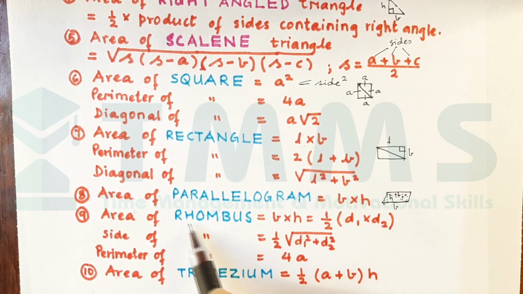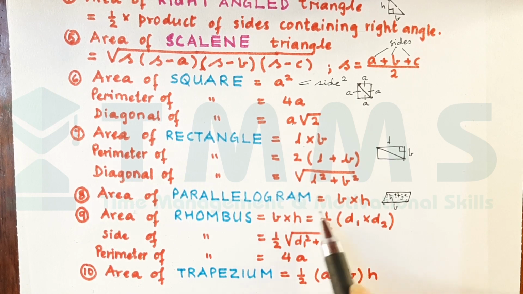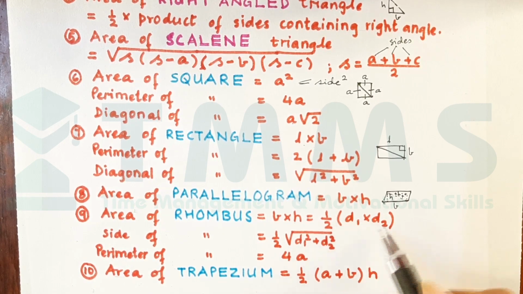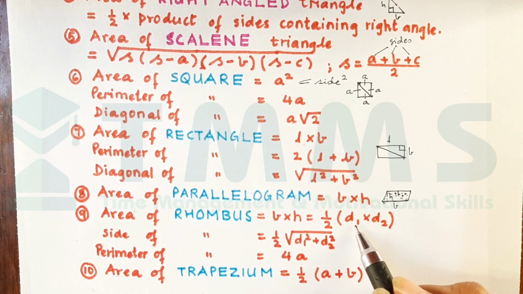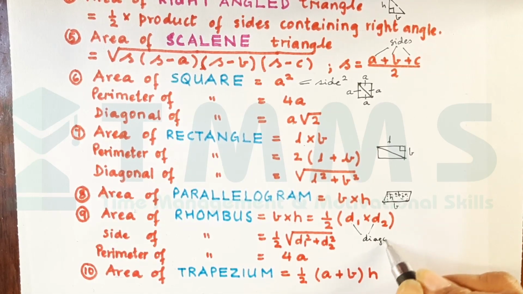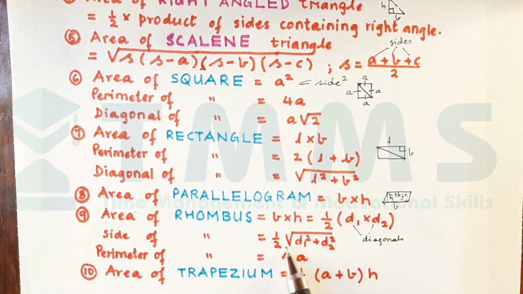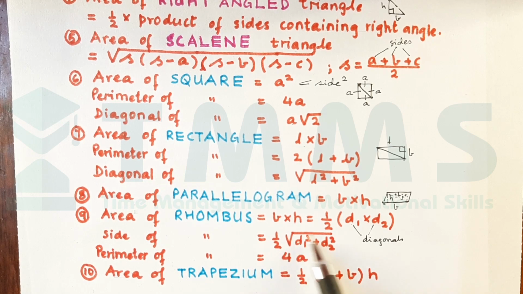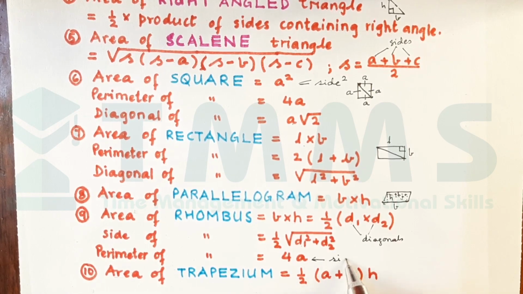Area of the rhombus. Now rhombus is a parallelogram which has all sides equal, and so basically its area also will be same as parallelogram, base into height, but it is also given as half into product of diagonals, and the diagonals are given as D1 and D2. What are D1 and D2? They are the 2 diagonals. And so we come to the side of the rhombus, which will also be given by the formula half under root D1 square plus D2 square, and the perimeter of rhombus will be 4 times A. What is our A? A is each side.